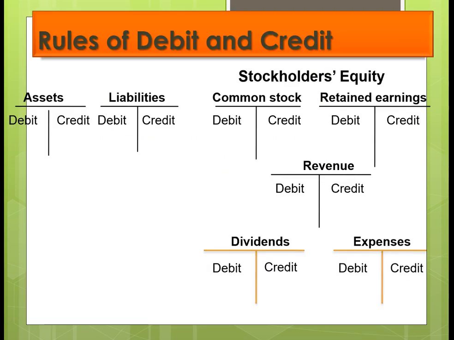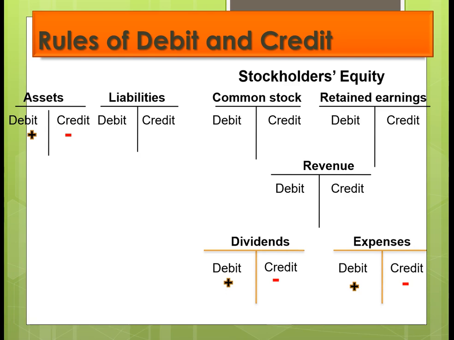Now, assets. You increase with a debit, you decrease with a credit. Dividends, you increase with a debit because they reduce stockholders' equity, and you reduce with a credit. Expenses also decrease stockholders' equity even though they're on the other side of the formula, so we increase with a debit and decrease with a credit.